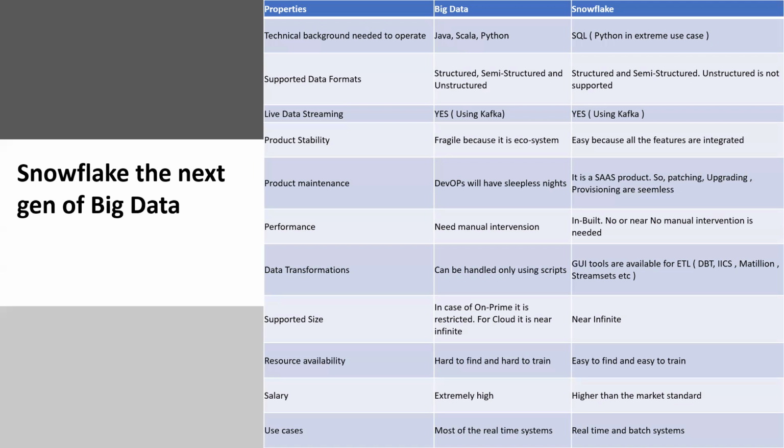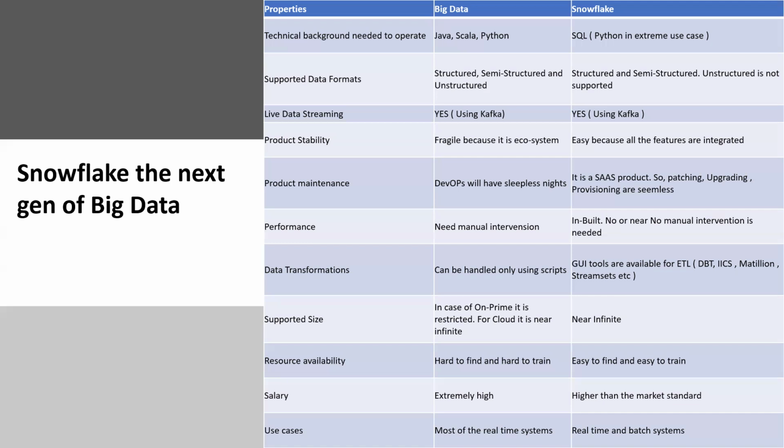And big data is basically on either Java or Scala or Python, which we should know. On the data side, big data supports structured, semi-structured, and unstructured data. Even Snowflake is supporting all this kind of data now. Live data streaming capabilities are available using Kafka on the big data side, and we also have a Kafka connector for Snowflake as well. And we have other frameworks available to process live streaming data.